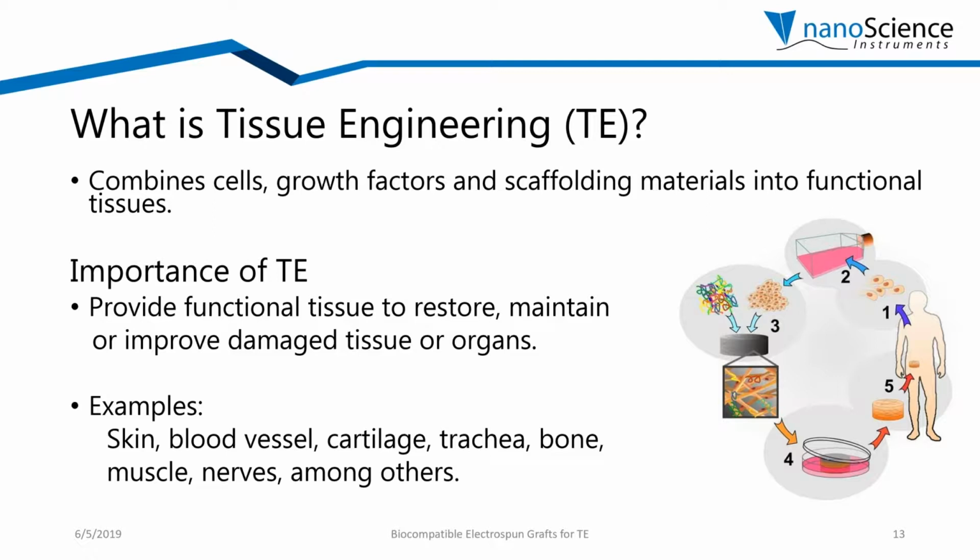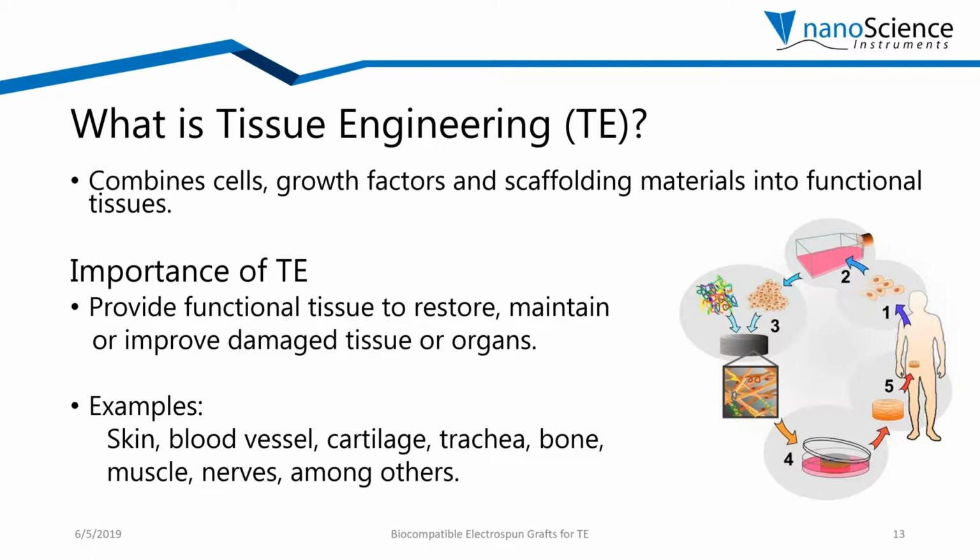Tissue engineering is the area that combines cells, growth factors, and scaffolding materials into functional tissue. For example, in this diagram, what is typically done is that cells are taken from a patient and then incubated to allow them to proliferate or increase in number. They are then transferred into a scaffolding material, typically along with growth factors, to allow them to populate this material. They are then transferred to the affected area to then grow normally.